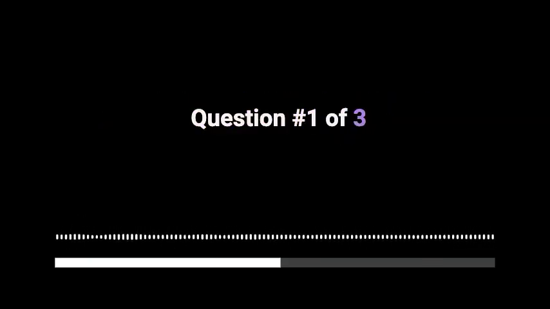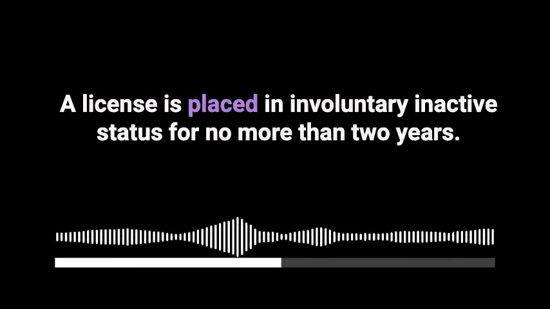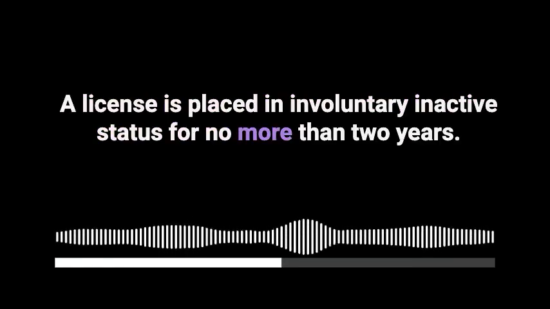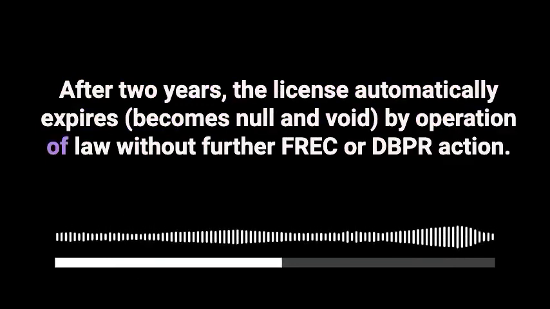Question number 1 of 3. An involuntary inactive license will expire and become null and void after 1 year. The statement is false. A license is placed in involuntary inactive status for no more than 2 years. After 2 years, the license automatically expires by operation of law without further FREC or DBPR action.